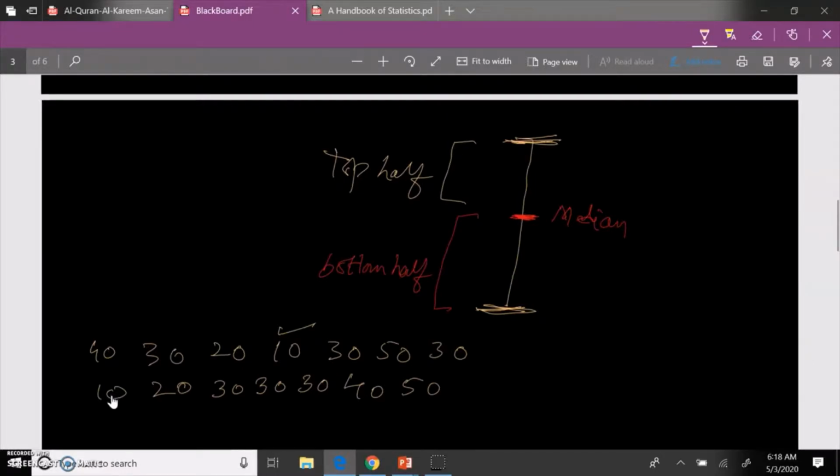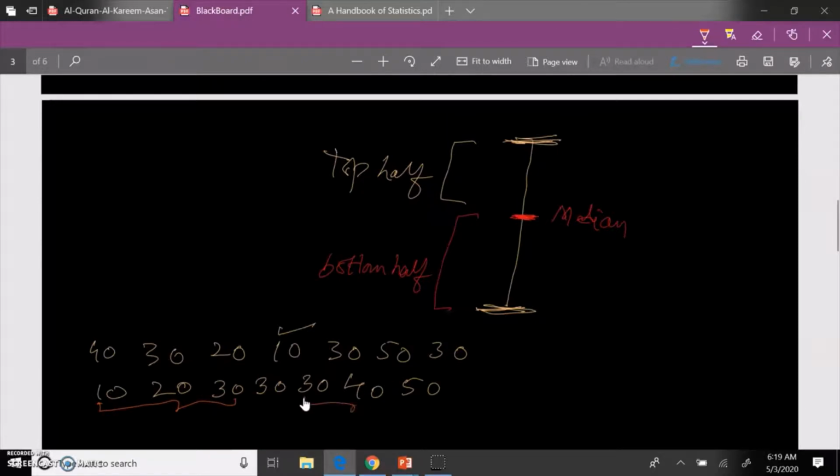Now these are 7 observations, and 7 is an odd number. Remember, when the number of observations is odd, we have one value in the middle. The middle value will be the median. And so this is the bottom half of the data set.